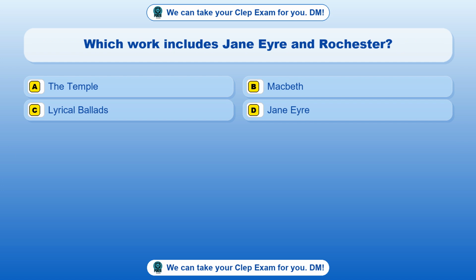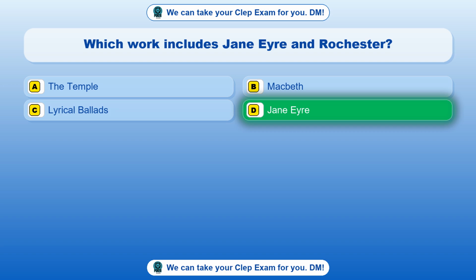Question 45. Which work includes Jane Eyre and Rochester? Option A, The Temple. Option B, Macbeth. Option C, Lyrical Ballads. Option D, Jane Eyre. The correct answer is option D, Jane Eyre.